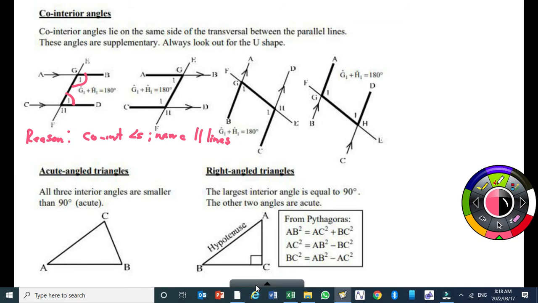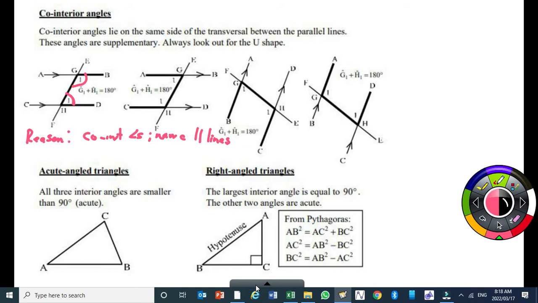Then we also have a right angle triangle. Now for the right angle triangle, obviously we have one angle which is equal to 90 degrees, and that angle will be opposite a side which is called the hypotenuse, which is the longest side of any right angle triangle.